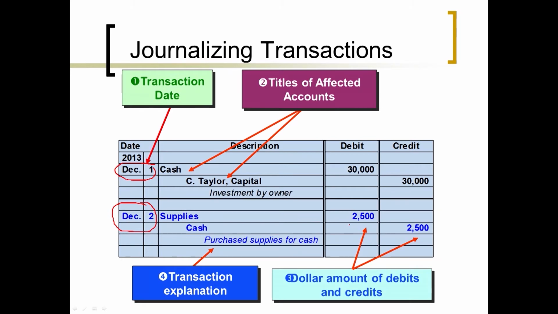So these two journal entries, the December one is saying you need to go to the cash T account and debit it for $30,000. And then you need to go to the capital account for C. Taylor and credit it for $30,000. Next transaction, you need to go to the supplies T account and debit it for $2,500. Then you need to go to the cash and credit it for $2,500. Are you with me? Okay. All right, one more time. I'm really going to emphasize this.